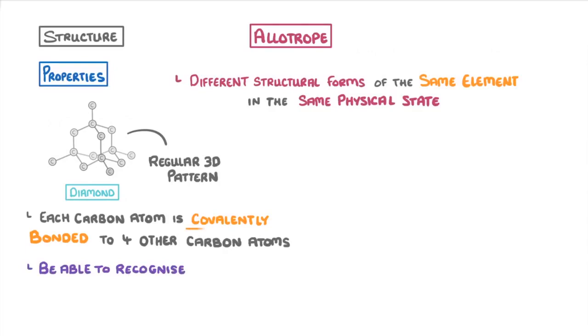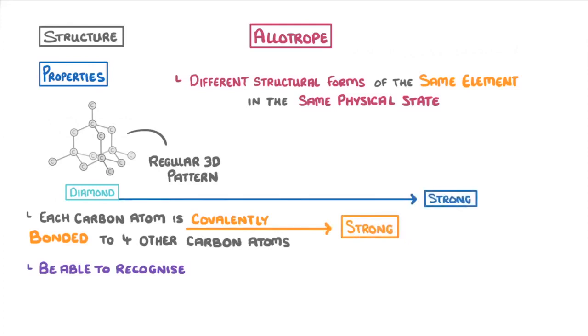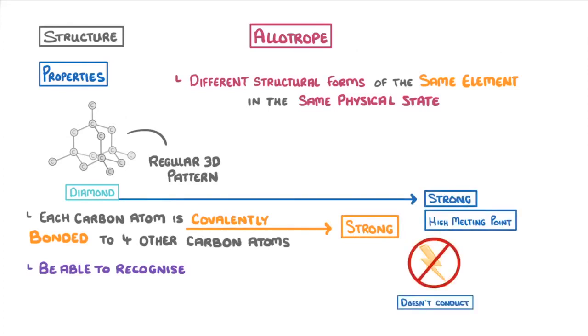As each of these covalent bonds is really strong, it will take loads of energy to break them, and so diamond itself is very strong and has a really high melting point. However, it doesn't conduct electricity because it has no free electrons or ions that can move around.